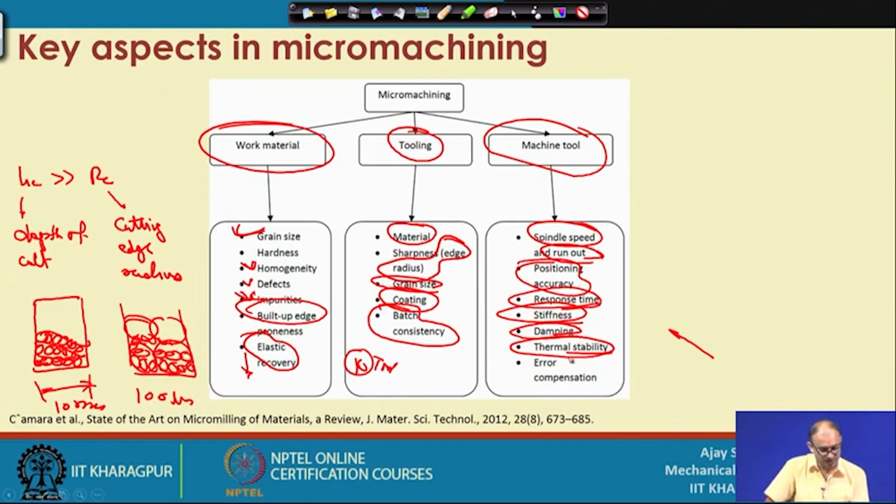Thermal stability is very important, because if you get a large variation in temperature, all components have a different coefficient of thermal expansion. So, material will expand in different directions with different magnitudes, and then your structure will be deformed completely. Error compensation is important, because for the structure, we have seen in that video also that there is error compensation to 0.1 micron in one machine tool company.